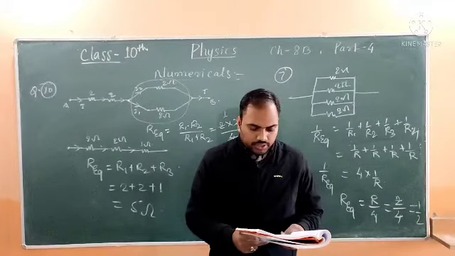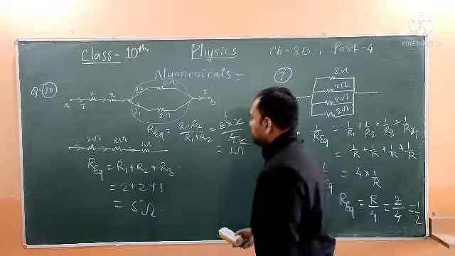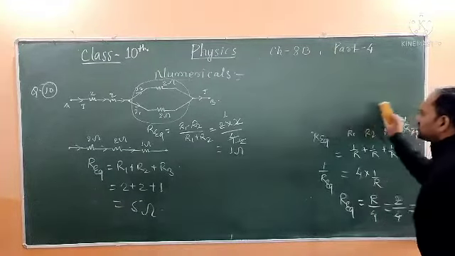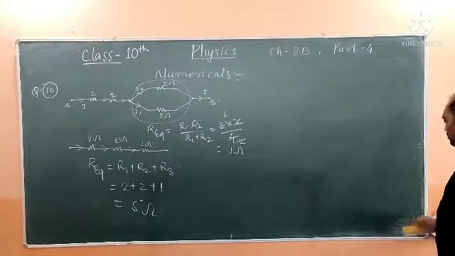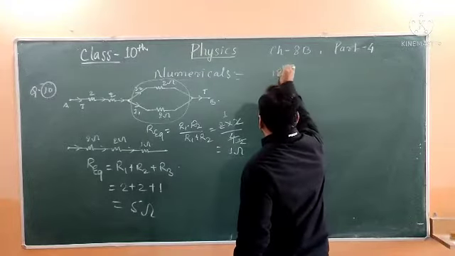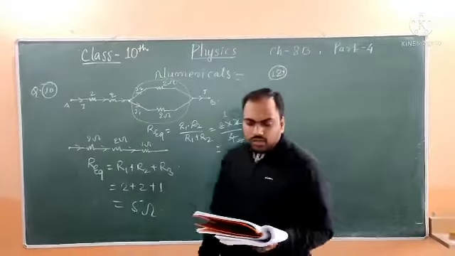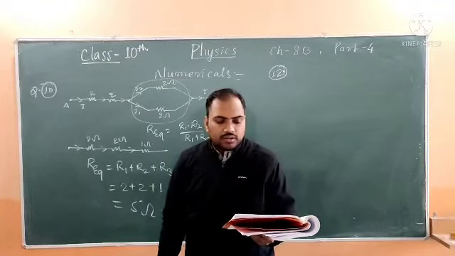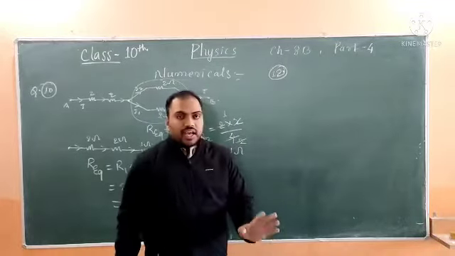Now I am going to do question number 12. It is very simple. Take this screenshot and move on. Question number 12. Clear, understand? In the circuit shown below, calculate the value of X if the equivalent resistance between the points A and B is 4 ohm. Here the equivalent resistance is given and it is asking about X.